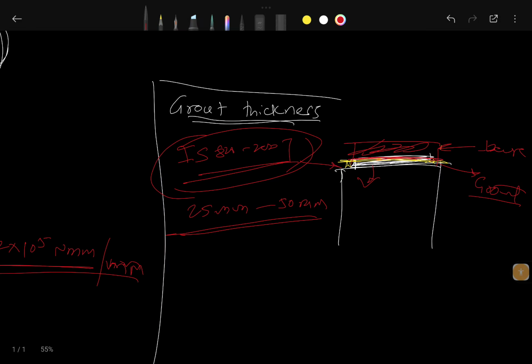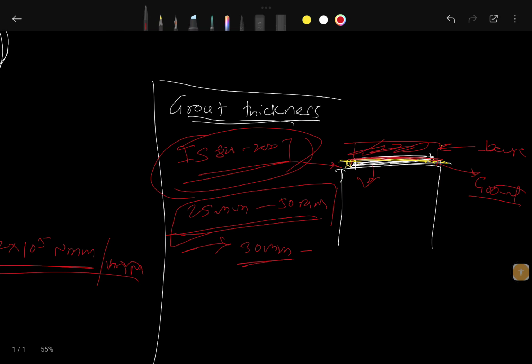Okay, 25 mm to 50 mm, or whatever we want, we just take that value. In this example, we take 30 mm grout layer that we use for our pedestal or base plate.